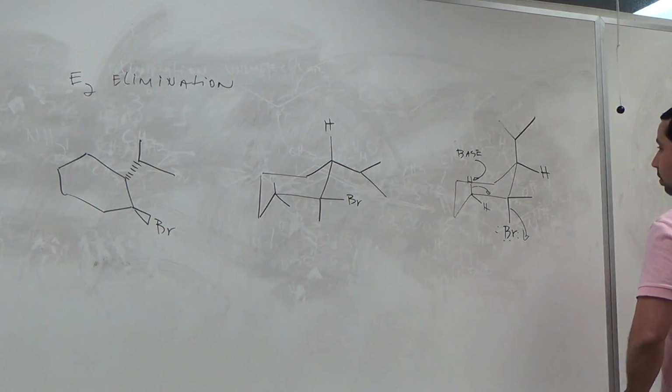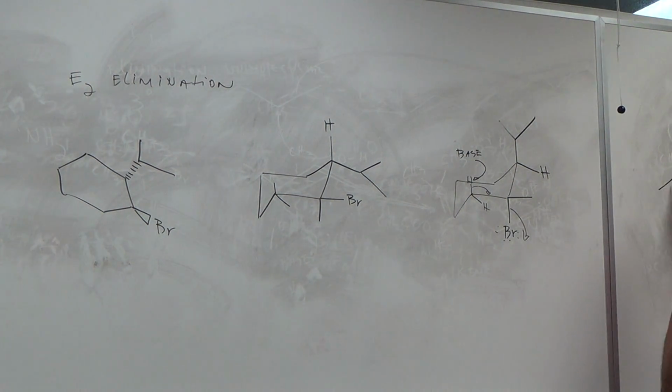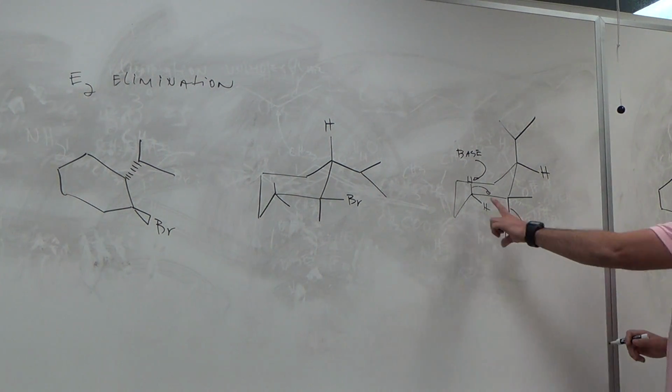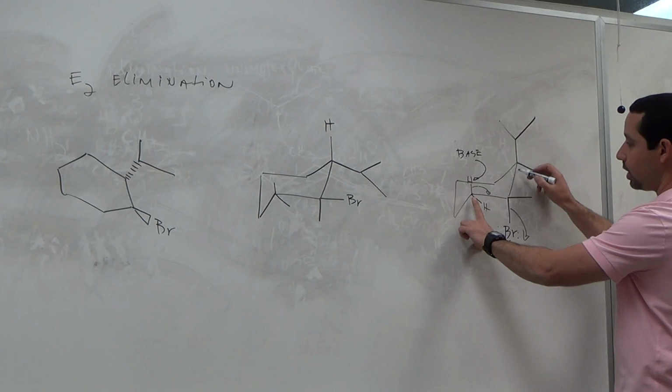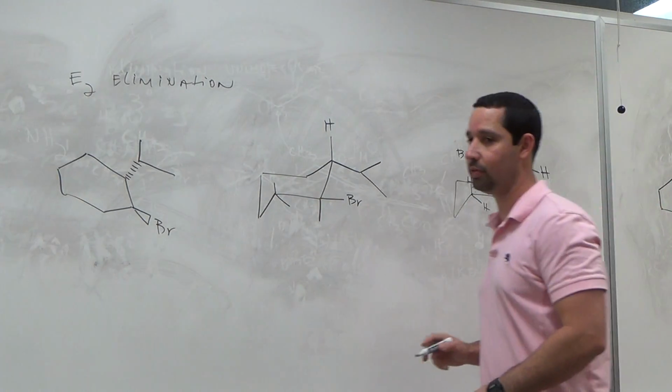And when it does, what does it give you? Where does it give you the double bond? Does it give it to you here? No, right. It gives it to you where? Yeah, it gives it to you here. It gives it to you between carbon, let's say, 2 and 3 after it's eliminated.